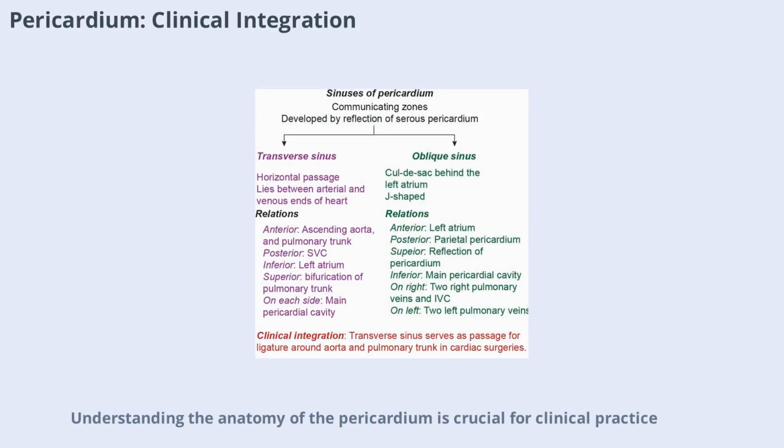Understanding the anatomy of the pericardium is crucial for clinical practice. For example, the transverse pericardial sinus is significant during cardiac surgery, as a temporary ligature can be passed through it to block blood flow through the aorta and pulmonary trunk. This anatomical knowledge directly impacts surgical safety and outcome.